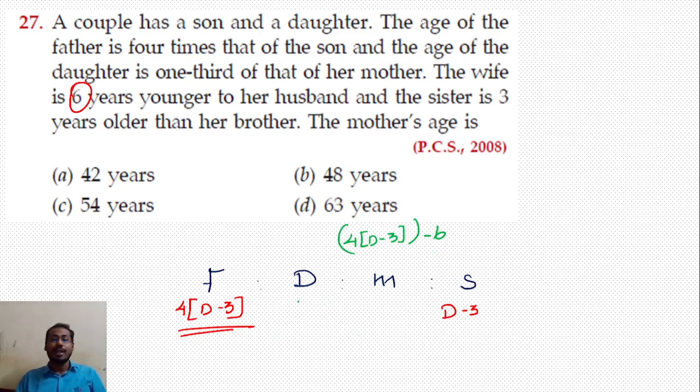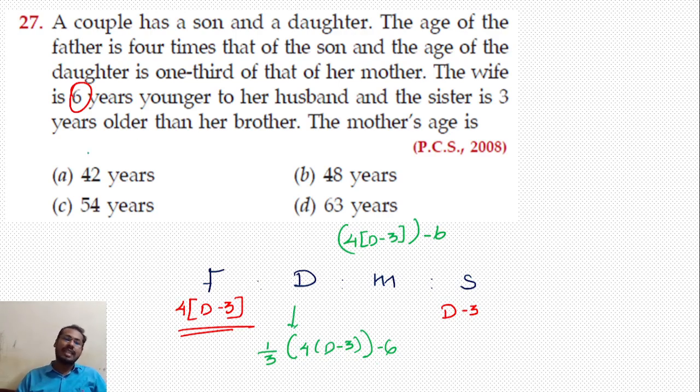Okay, now daughter. Daughter is what? 1/3 of the mother's age. So, I am going to write the daughter's age. That is, 1/3 of mother's age is what? 4 times, sorry, brackets, D minus 3, minus 6. So, this is the age ratio of everyone. So, simply take one option and check.